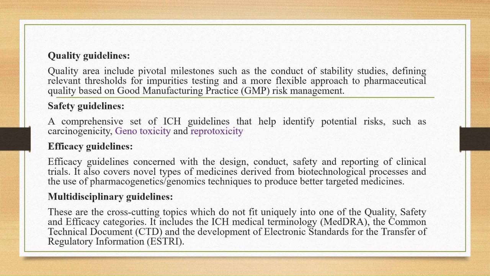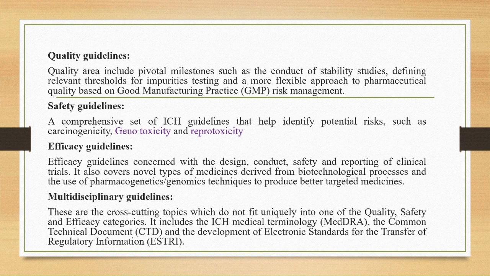In safety guidelines, there is a comprehensive set of ICH guidelines that help identify the potential risks such as carcinogenicity, genotoxicity and reproductive toxicity. The efficacy guidelines are concerned with the design, conduct, safety and reporting of clinical trials. They also cover novel types of medicines derived from biotechnological processes and the use of pharmacogenetics and genomic techniques to produce better targeted medicines.